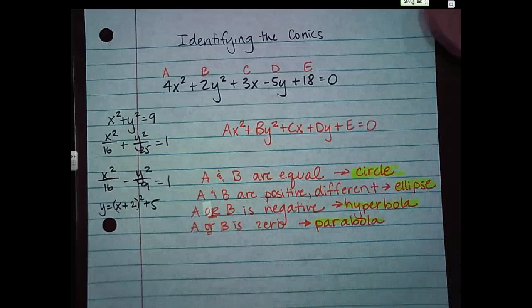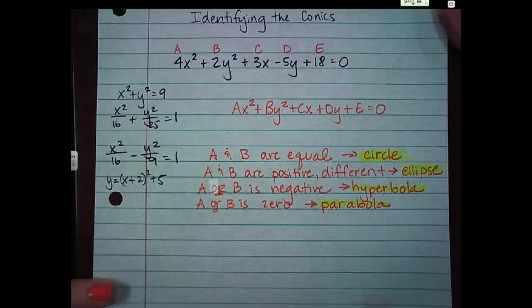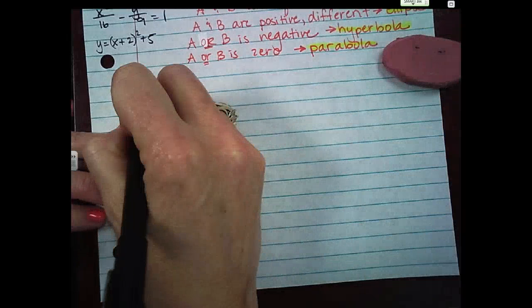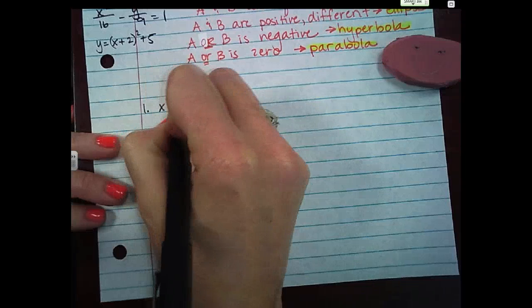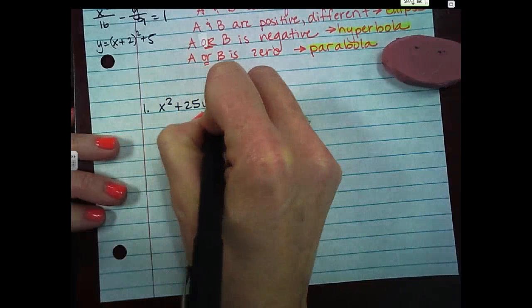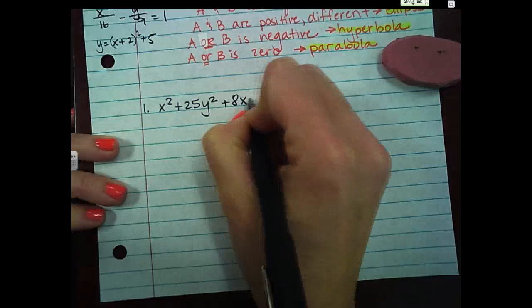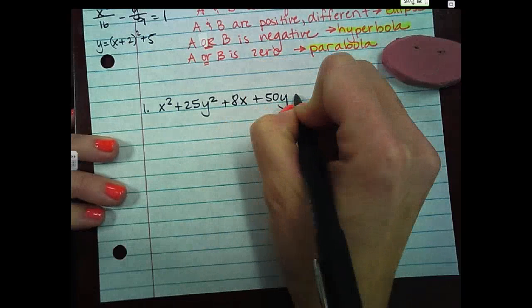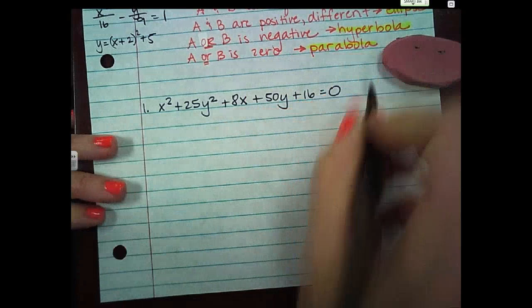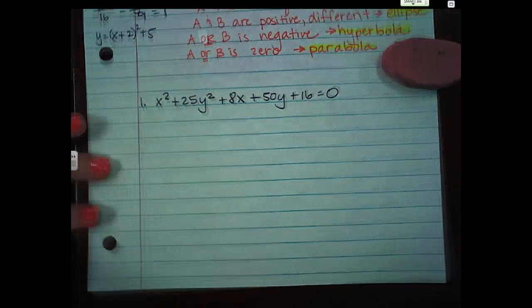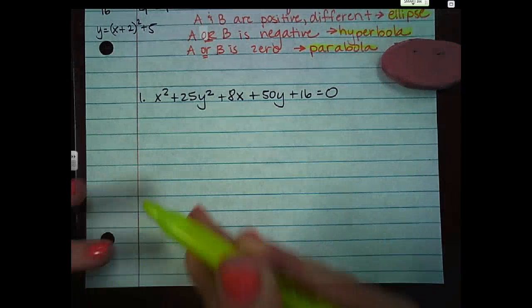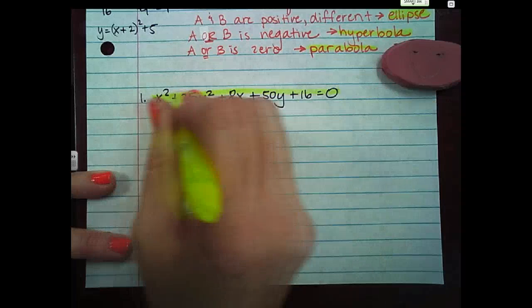Okay? Now then, let's try a couple. We're going to do 4 problems. So here's number 1. If I give you x squared plus 25y squared plus 8x plus 50y plus 16 equals 0. So there's your problem.